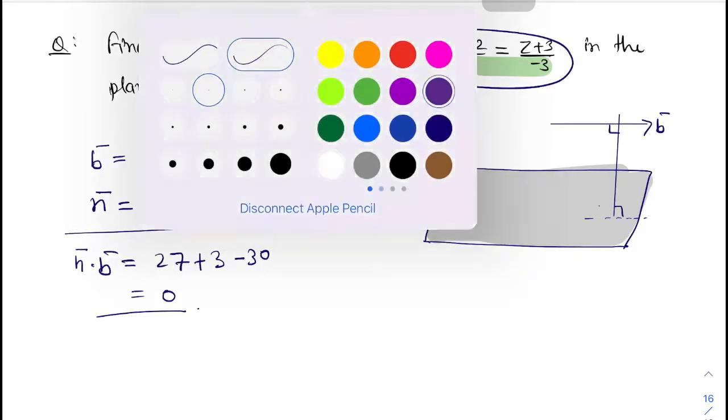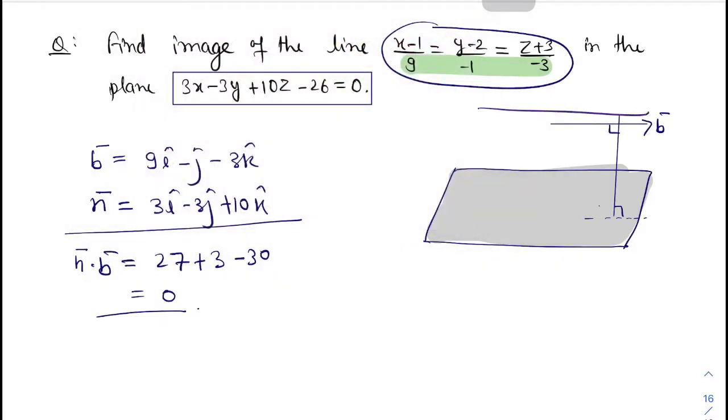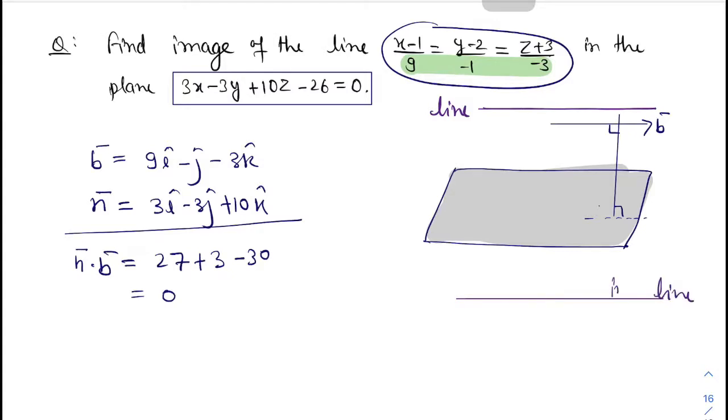So if I draw any line parallel with our parallel vector, then this line will be parallel to the given plane. If the line is parallel to the given plane, this will be a very simple case. You can easily observe that the image of this line will also be parallel to our given line.